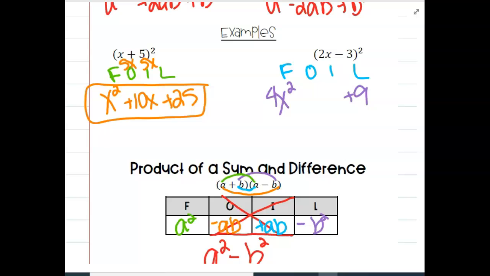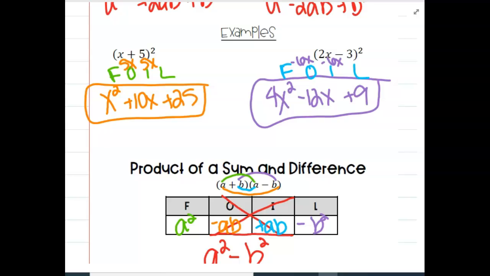Now, for the O and the I, visualize the O, okay? The outer term is going to be the first term here and the last term here. So 2x times negative 3. Look, it's just those numbers. You're going to take 2x times negative 3, which is going to be a negative 6x. And the I, guess what the I is going to be? Same thing. It's going to also be a negative 6x because you would just take negative 3 times 2x. The O and the I will always be the same thing. So when you combine those together, negative 6x and negative 6x gives me a negative 12x.